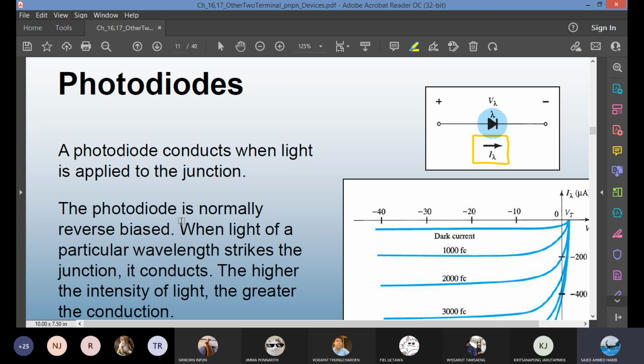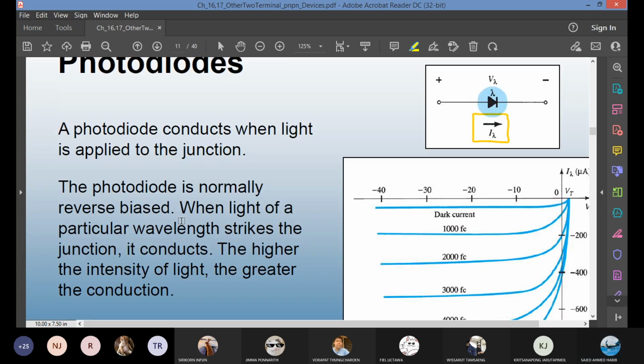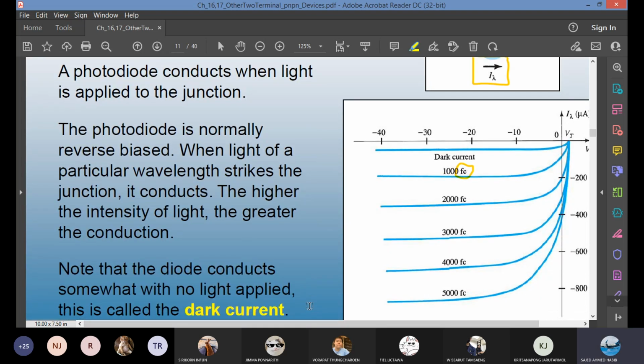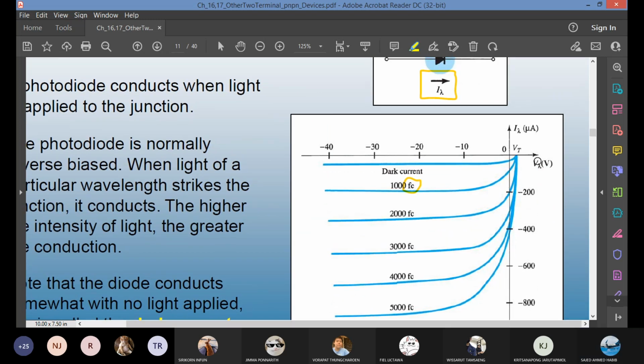So, light of a certain wavelength, when it strikes the junction, the photodiode will conduct current. The stronger the light, meaning the higher the intensity of the light, the greater the conduction. The intensity of the light is given in the unit foot candles. Let's see what is happening. On the y-axis, you have I sub lambda, the current in microamperes. On the x-axis, you have V sub lambda. As you can see, it is in the negative region, negative voltage.